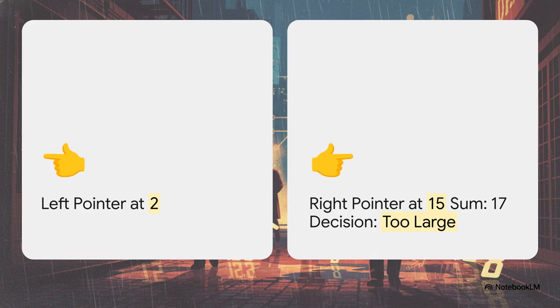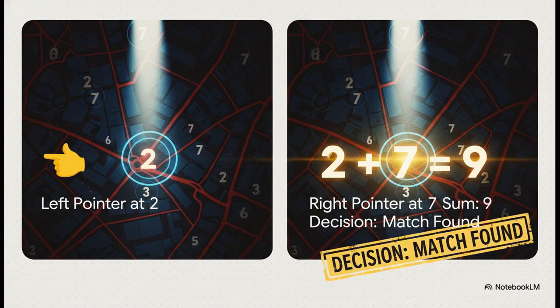And the logic here is just undeniable. To get a smaller sum, we have to get rid of the biggest number. So the right pointer moves one step to the left. And just like that, look what happens. The left pointer hasn't moved, it's still on 2, but the right pointer has now moved over to 7. We calculate the new sum. 2 plus 7 is 9, and that is a perfect match for our target. Our invariant is satisfied, the case is solved.